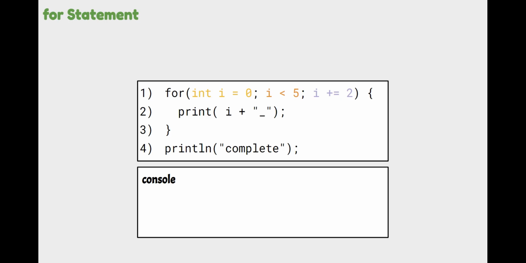Looking at the three parts of the for statement, we have our initialization. That happens one time. That's to set up the loop.